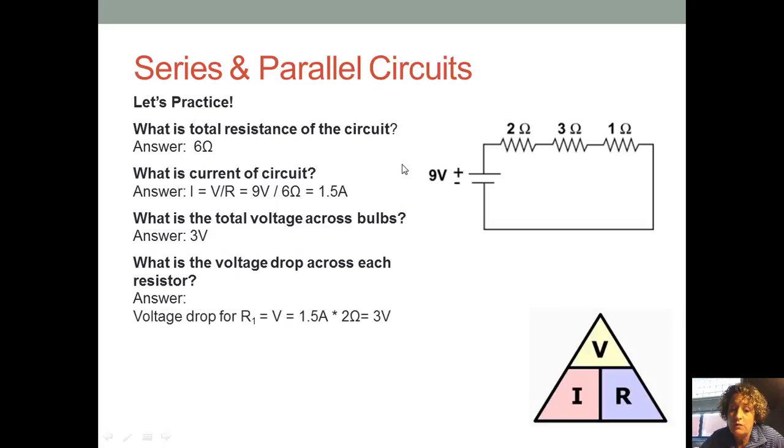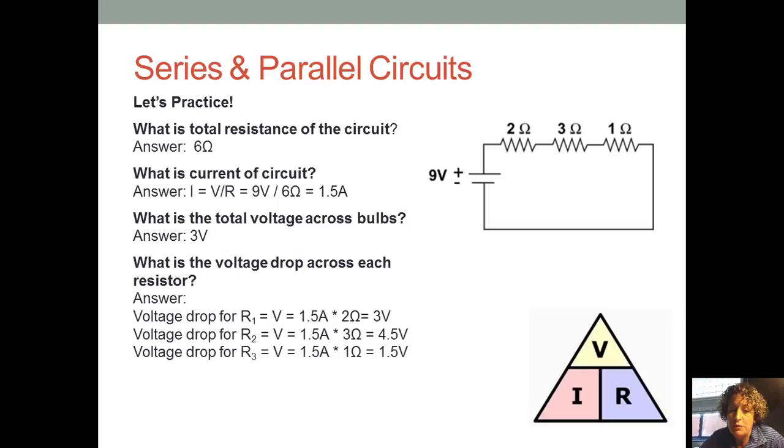So the voltage drop for resistor 1 is 1.5 amps times our 2 ohms, and that equals 3 volts. We have a voltage drop for resistor 1 of 3 volts. The voltage drop for R2 is 1.5 amps times 3 ohms of resistance, and we get 4.5 volts of voltage drop in resistor 2. Resistor 3, again, we've got 1.5 amps times 1 ohm of resistance, sorry about that, and that gives us a voltage drop of 1.5 volts.